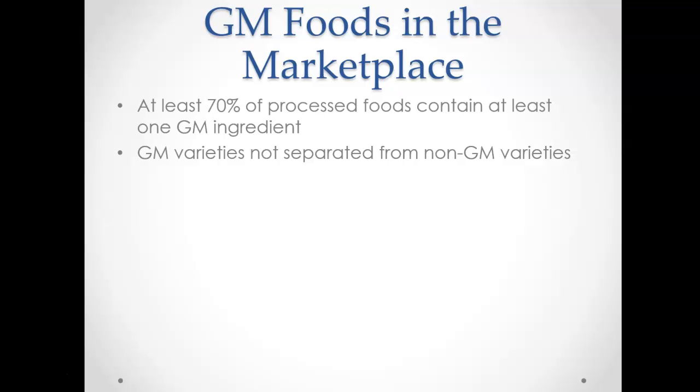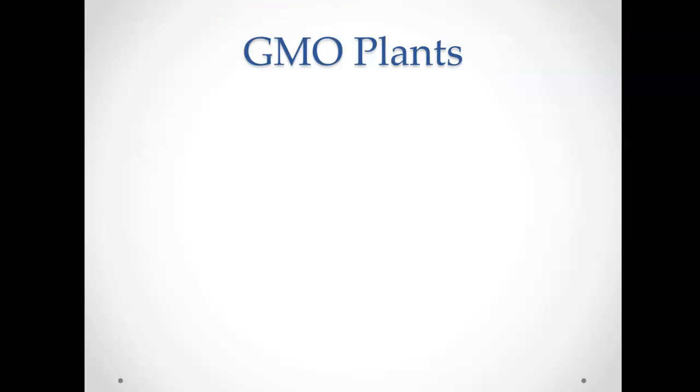We don't separate genetically modified varieties of our crops from the non-genetically modified varieties. They're all thrown together, and the processing plants will get corn or soy or whatever it is that they need, and they don't separate whether they're genetically modified or not. So the farmers mix them. If it's mixed up in harvesting, shipping, storage, it doesn't matter.